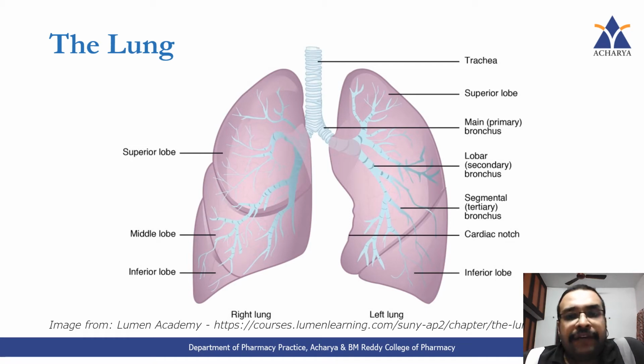The left lung is divided into two lobes. It is divided into the superior lobe and the inferior lobe, whereas the right lung is divided into three lobes: the superior lobe, the middle lobe, and the inferior lobe.